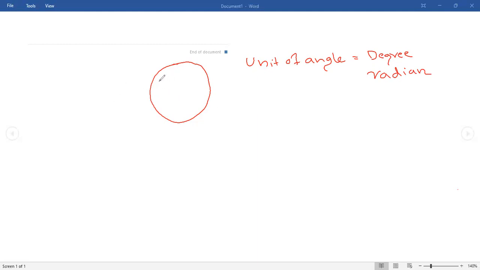Okay. So in a circle, what is the circumference of a circle? The circumference of a circle is equal to 2 pi r. This is the circumference, 2 pi r, that you must know very well. And this is the radius of a circle, isn't it? R is the radius. You know very well, so 2 pi and r.